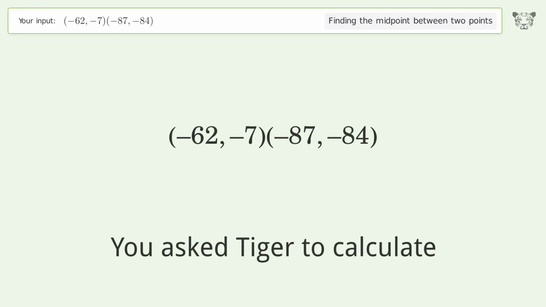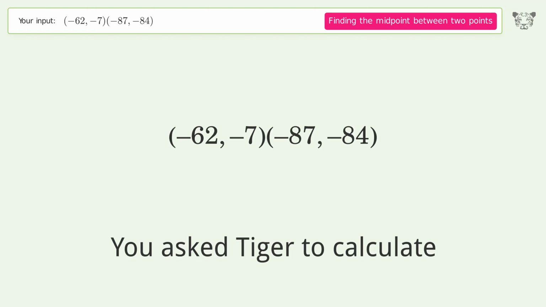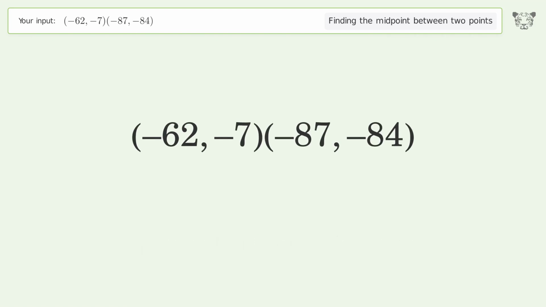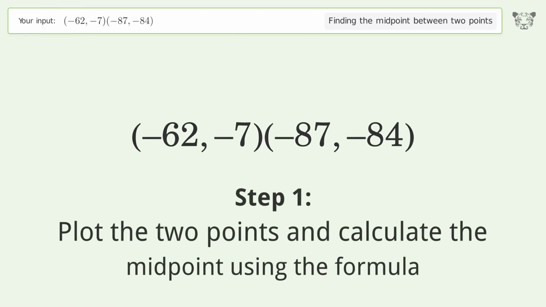You ask Tiger to calculate. This deals with finding the midpoint between 2 points. The midpoint between the 2 points is -74.5, -45.5. Let's solve it step by step. Plot the 2 points and calculate the midpoint using the formula.